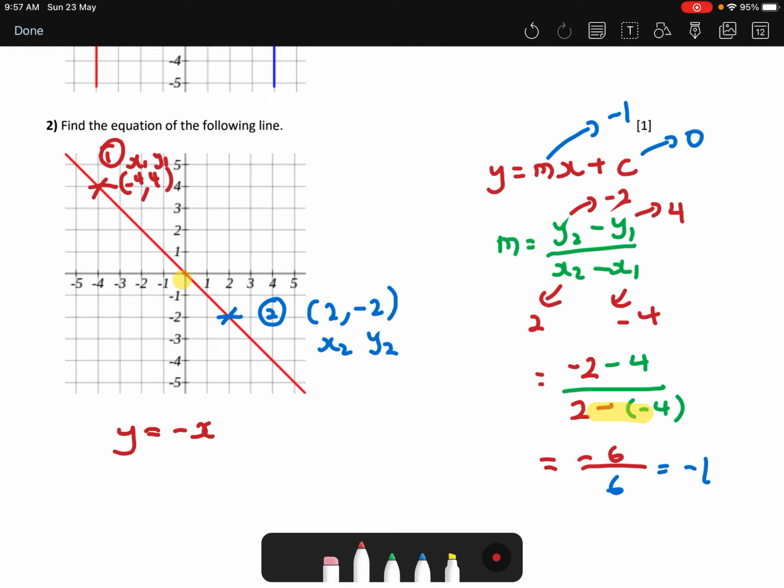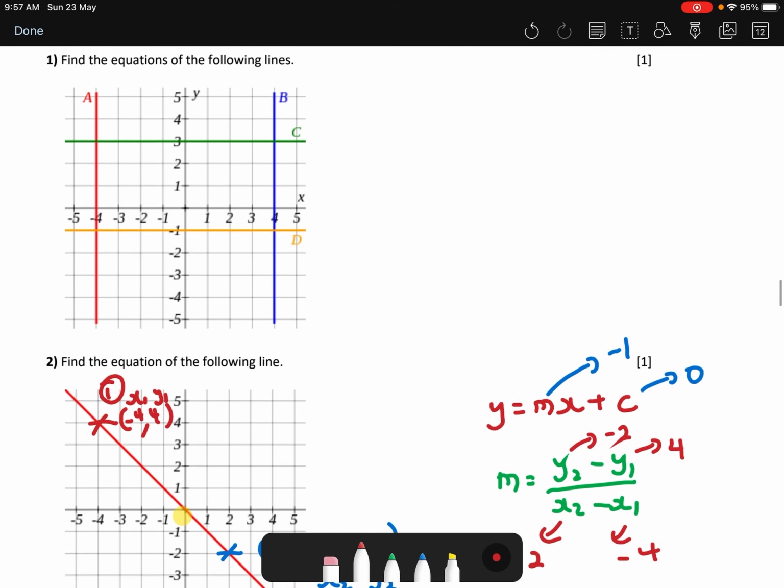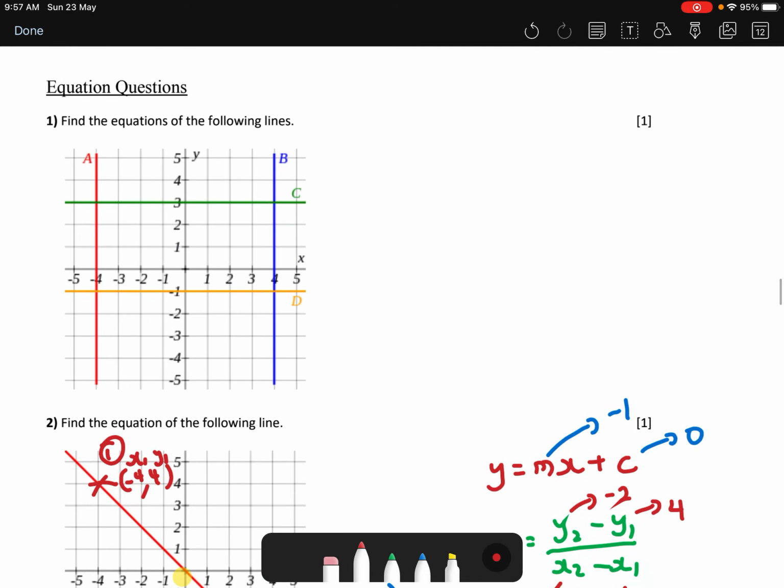Because we learn diagonal lines, mostly we write the equation of a diagonal line. What if you are given a horizontal line or a vertical line? How do we write the equation? For this, we look at graph A, line A. It's a vertical line. So how do you write the equation of this line A? Very simple.